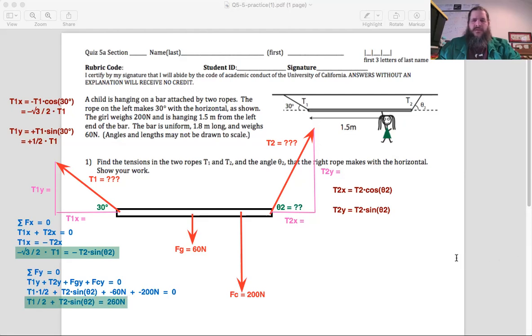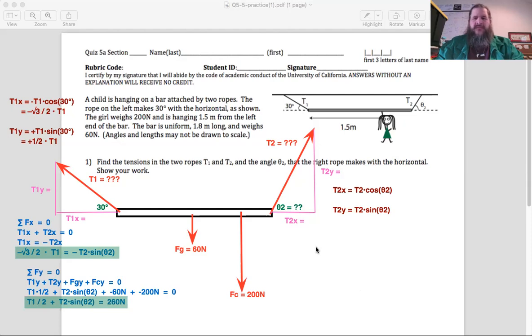We could do a torque equation. And should we make the reference point the T2 point, because then we only have tension 1 unknown? And yeah, I would do that.